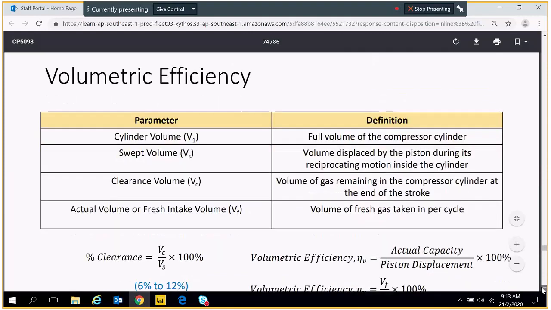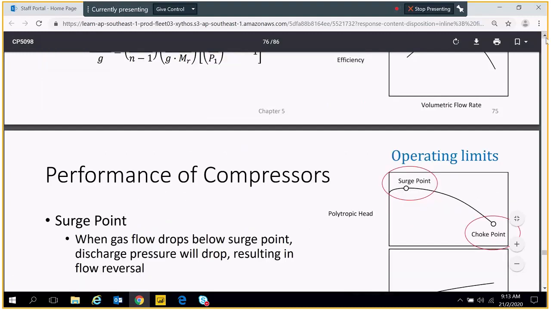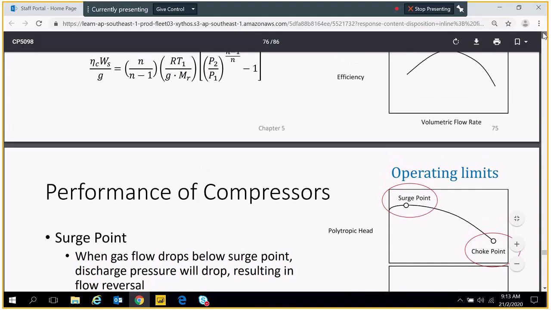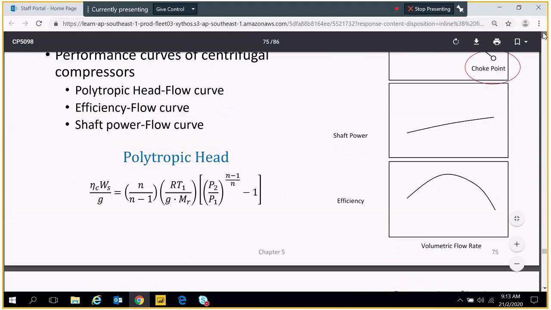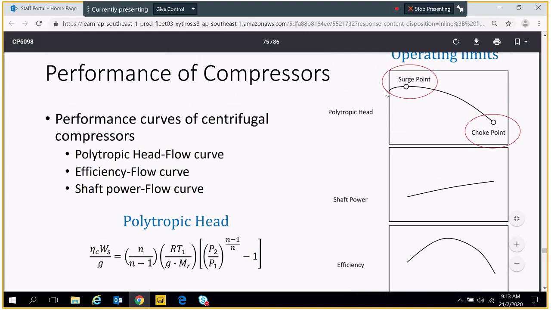So this one you need to memorize all the definitions. I've shown the working in the class. The important part is this: you have to mentally visualize polytropic head, surge point, choke point, shaft power, and the efficiency. This one is the important part.